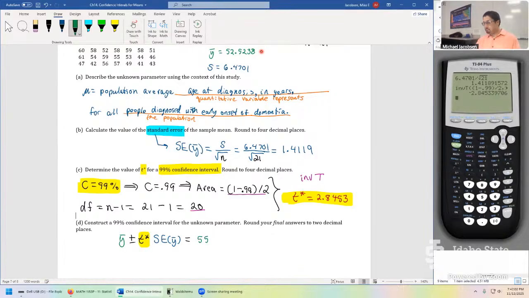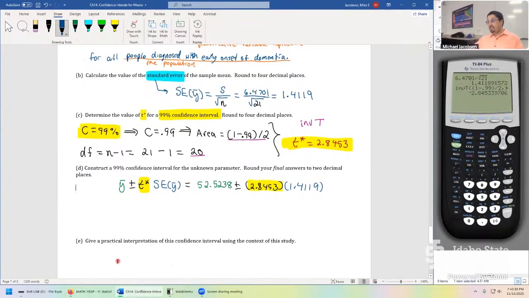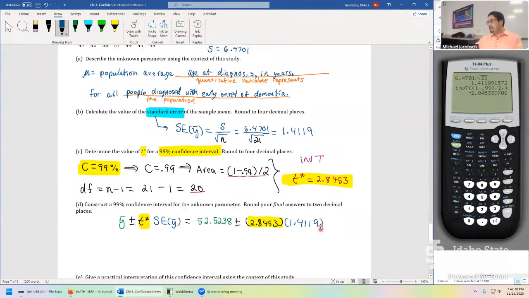So throw in that value, 52.5238. Add or subtract that critical number, 2.8453, that came from the 99% confidence, and then multiply the whole thing by standard error, 1.4119. That's the whole interval. So if you've got that on paper, you basically have the whole problem. You might lose a half a point at worst if there's a calculator mistake that we made, but you're not going to get docked for it again on part E. Any questions bring it all together to this stage?